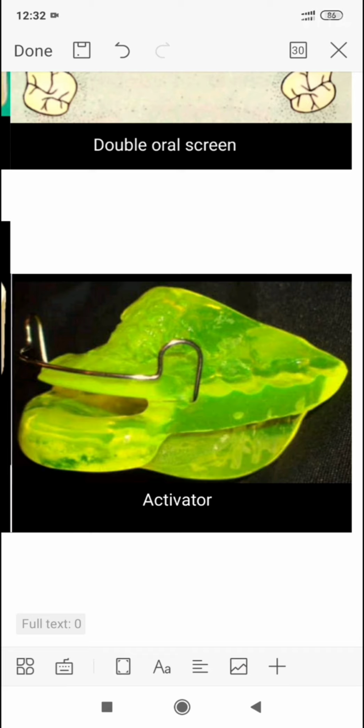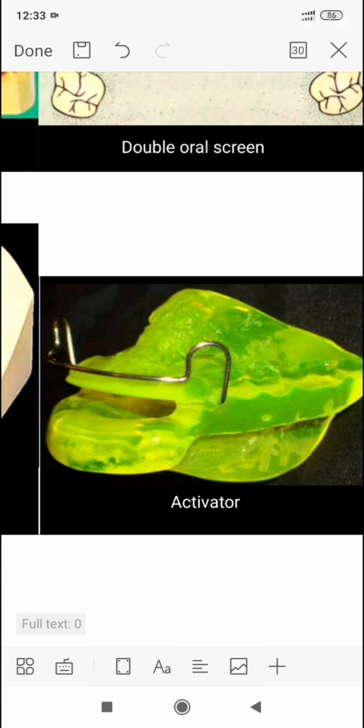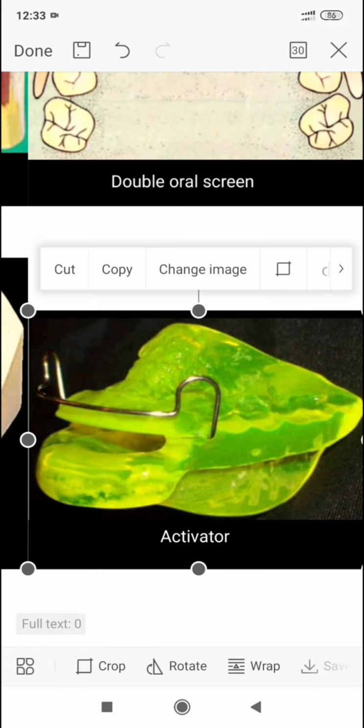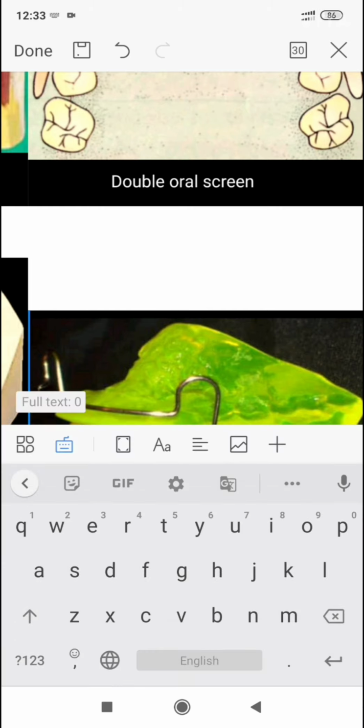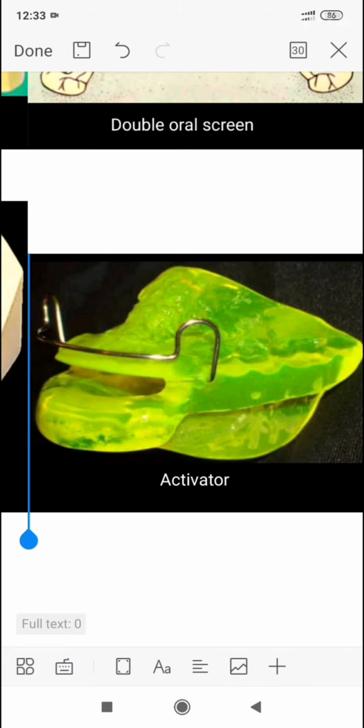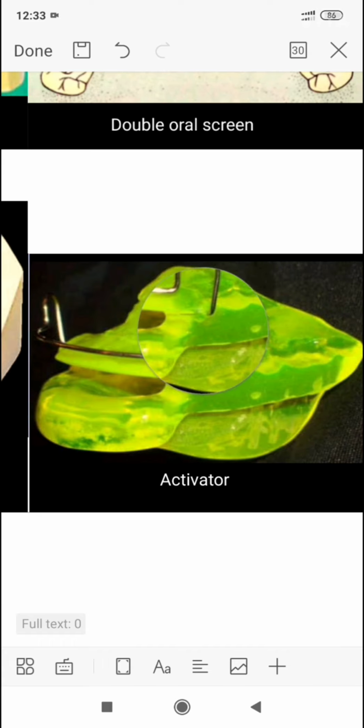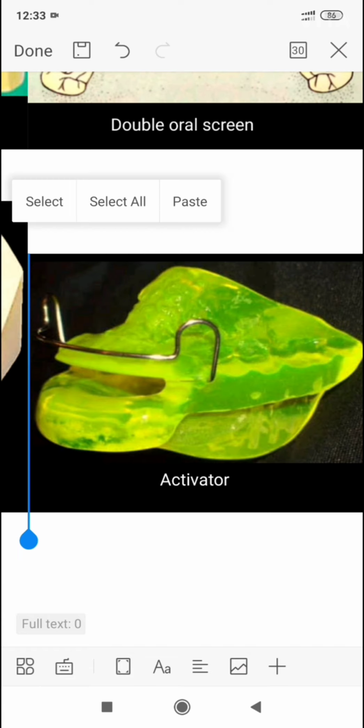Activator and bionator are tooth-borne passive appliances, whereas FR is a tissue-borne passive appliance. Okay, that is, only FR is a tissue-borne passive appliance. So first the activator. It is an all acrylic appliance with a single labial bow. As you see, there is a single labial bow here in the front.